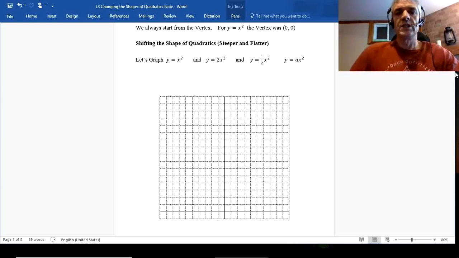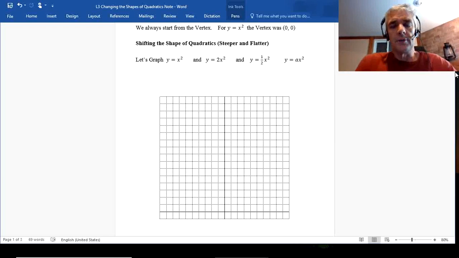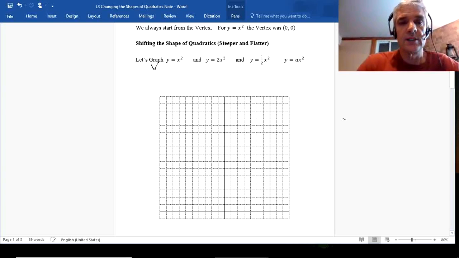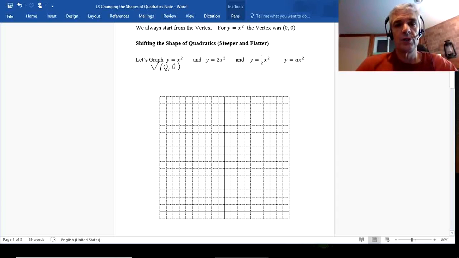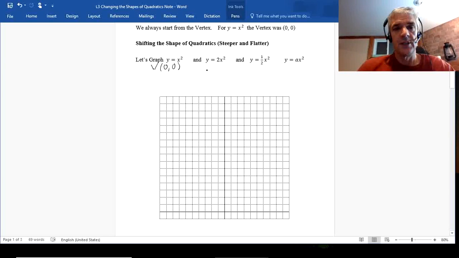So what's easiest for me to do is to graph y equals x squared. And y equals x squared has a vertex of 0, 0. This was the very first quadratic we graphed. There's no change to the y and there's no change to the x in the vertex, so therefore 0, 0 is what it'll be. In fact, I'm going to keep all my graphs today, at least in the first part of this lesson, at 0, 0, just to make things simpler.